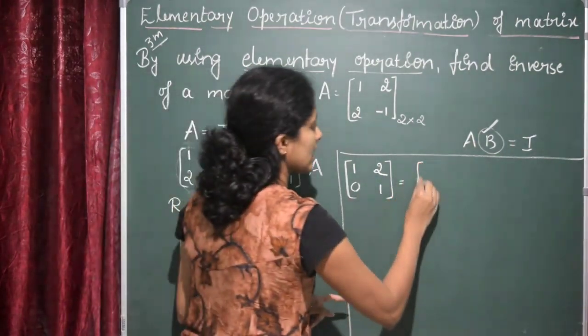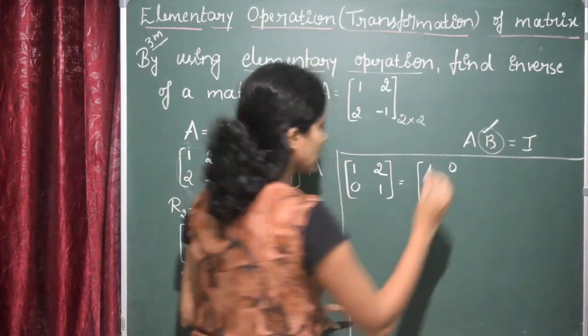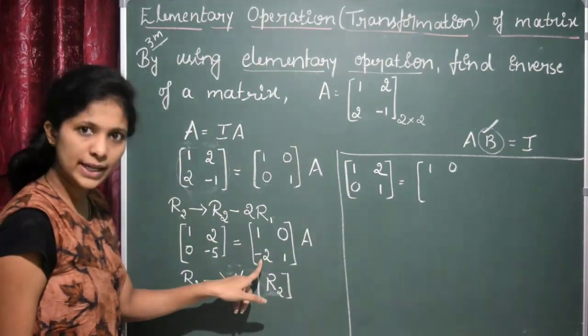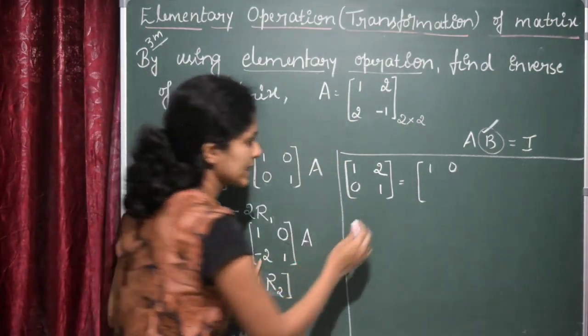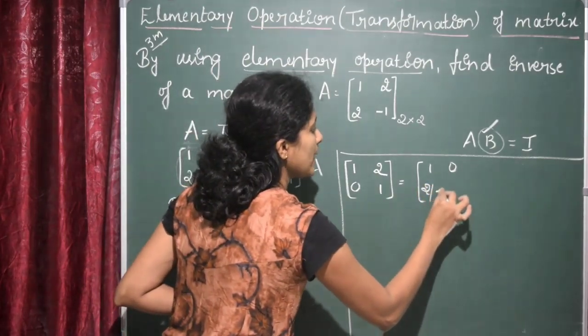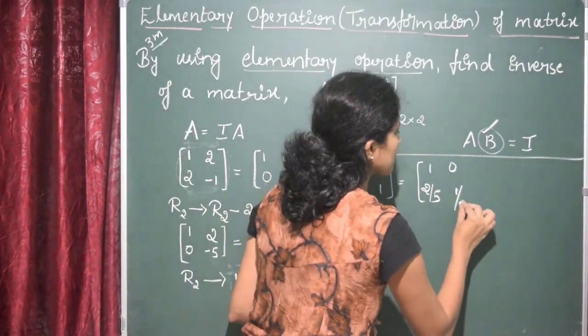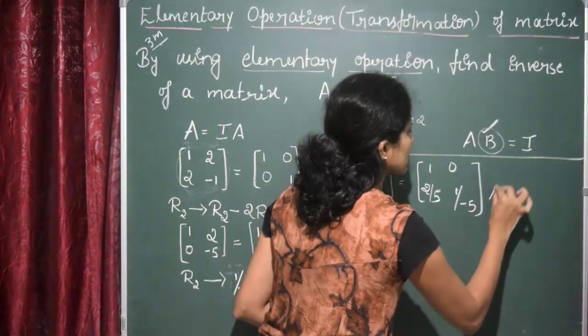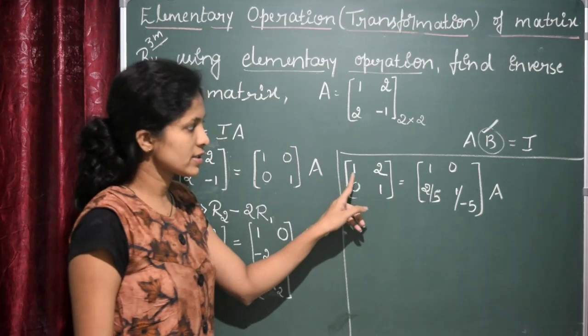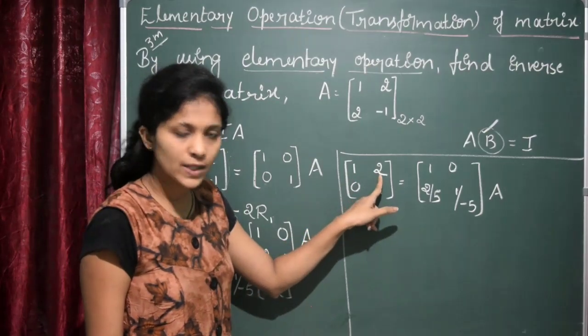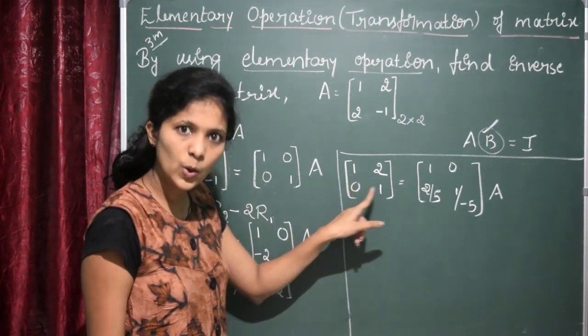So first row is as it is, that is 1 and 0. Next, you divide by minus 5. So now minus and minus will get cancelled. This is now 2 by 5. And this is 1 by minus 5. So clear? 1 by minus 5 into matrix A. Now we got 1 and 0, and 0 and 1.